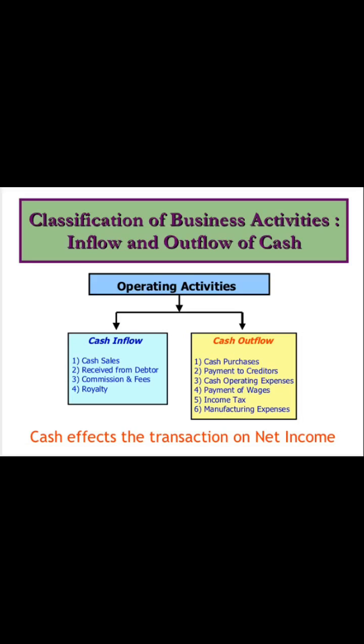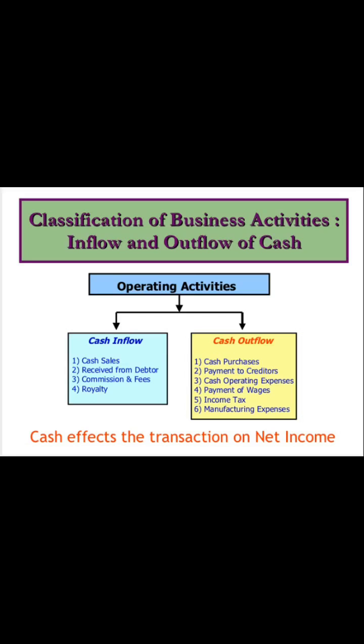Cash operating expenses, that means any expenses which occurred during the operation of a business, will also decrease the cash in the firm, as a payment has to be made, so it would result in cash outflow only. Payment of wages, again the payment is to be done, that means cash is going out of the firm. Income tax, the tax has to be paid to the government, so the firm has to make the payment again, so the cash is going out of the firm.